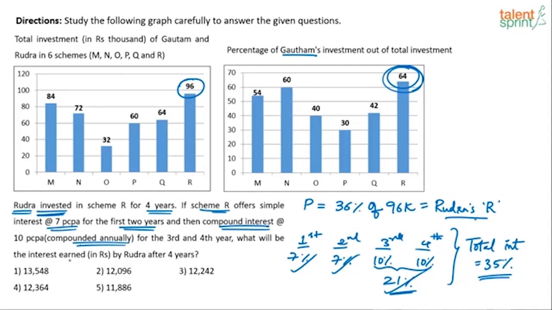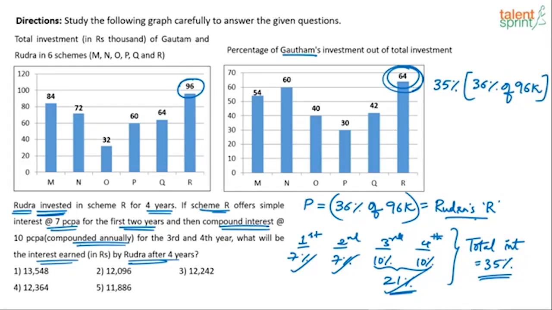So what will be the interest earned by Rudra in 4 years? Rudra has invested 36% of 96,000 and on this investment, he earned 35%. So what will be the final answer? The answer will be 35% of the principal, which is 36% of 96,000.